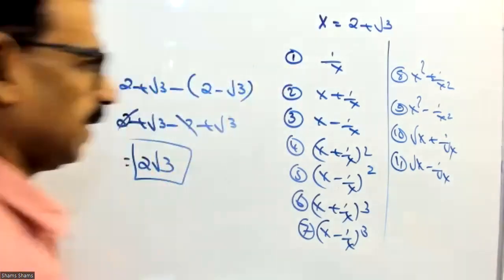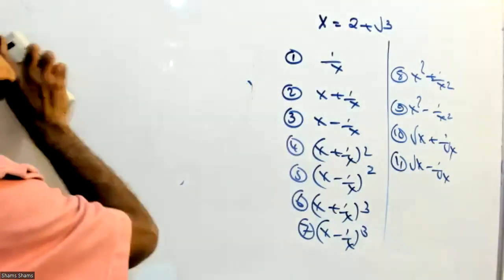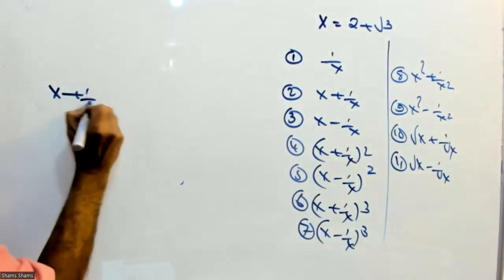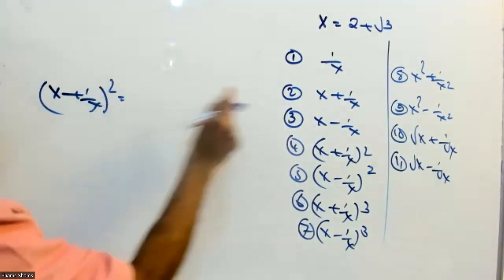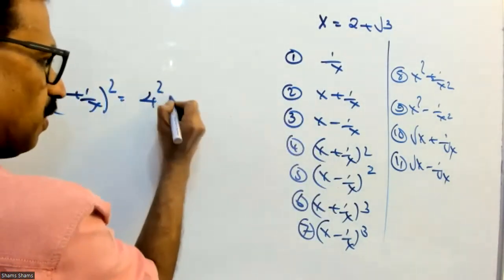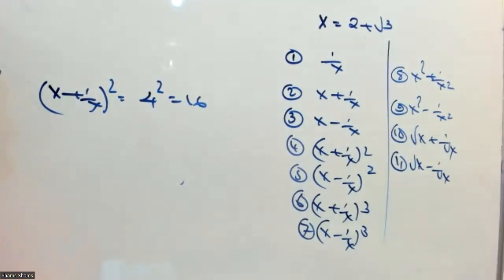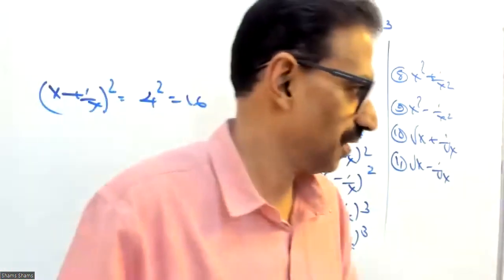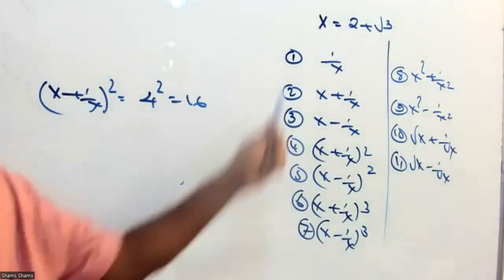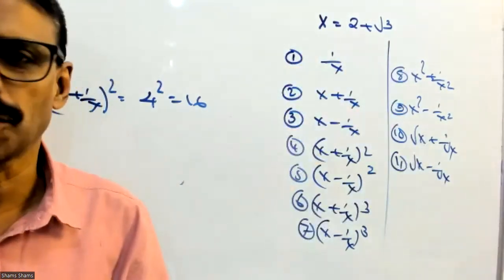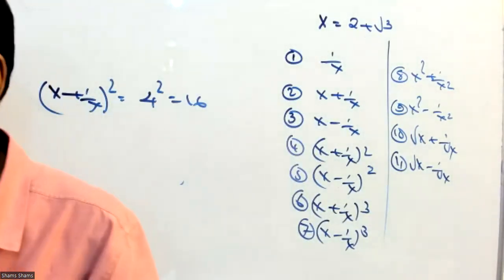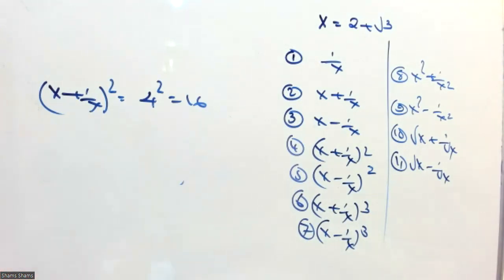Now, next one, x plus 1 by x whole square, right? x plus 1 by x, what do you got? 4. 4 square equal to what? 16. Finish. Simple. But if the question asks x equal to 2 plus root 3, find x plus 1 by x, that means you have to find x and 1 by x. You cannot find x plus 1 by x directly as 4. So 4 square is 16.